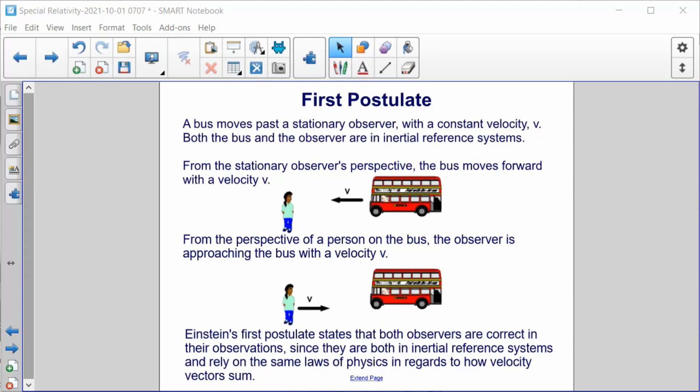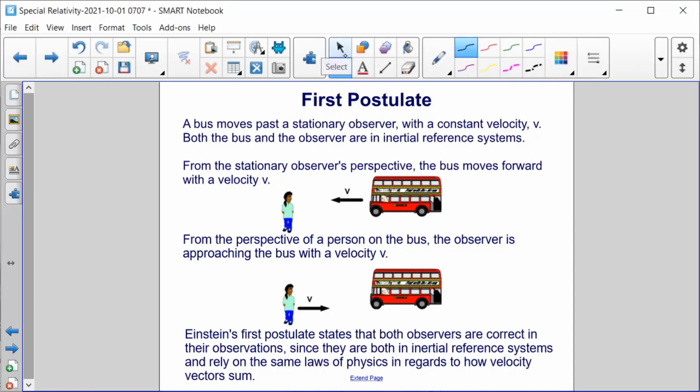Here's an example of a bus moving past a stationary observer. The observer is at rest. The bus is moving toward it at a constant velocity. That's important, because an inertial reference frame is one that is not accelerating. So not speeding up, not slowing down, not changing direction. So the bus and the observer are in inertial reference systems because they are not accelerating.